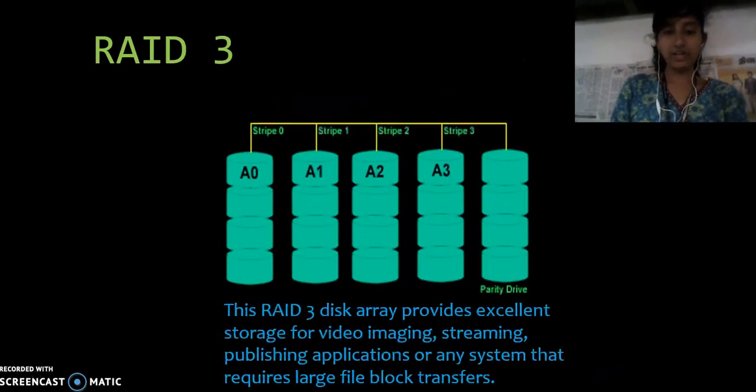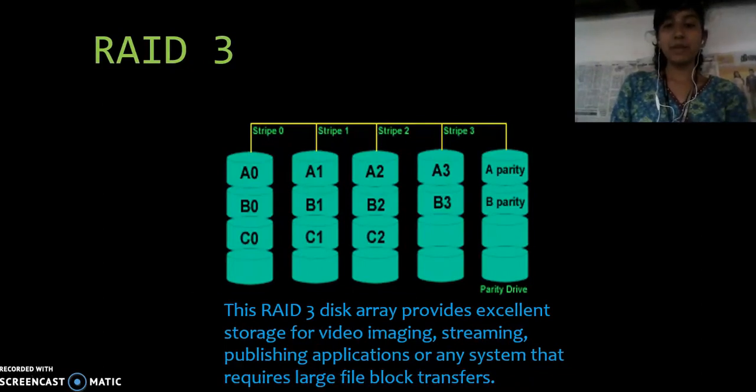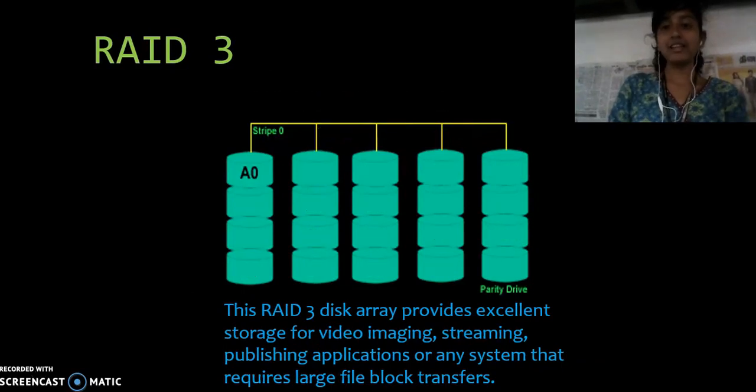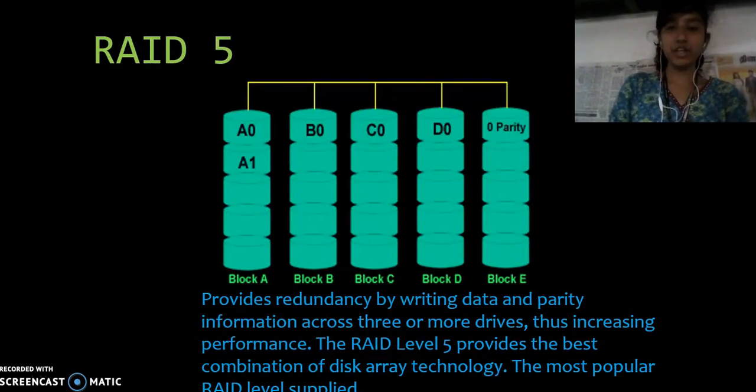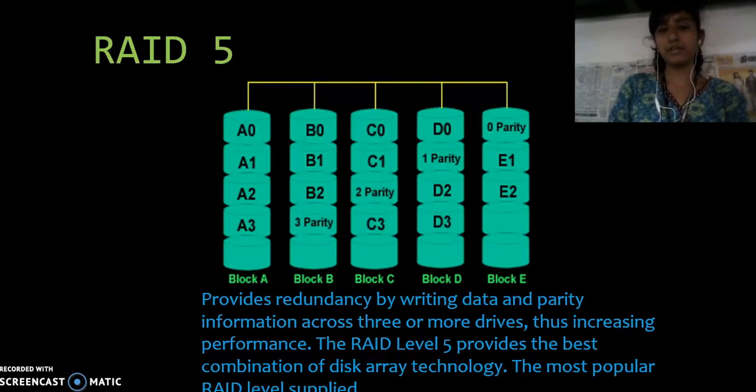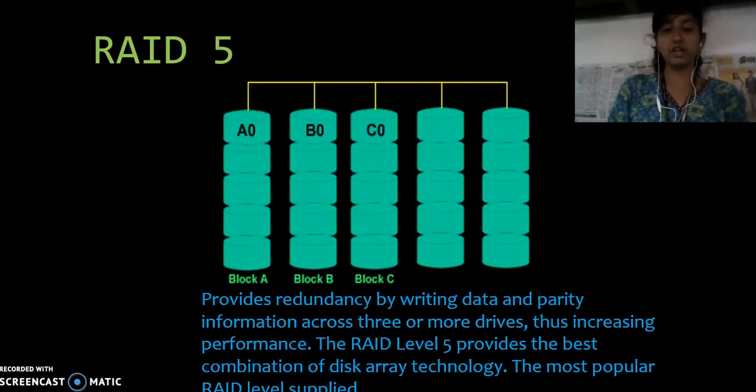Next is RAID 3. In RAID 3, we use a parity bit. There's one parity bit for one particular column of one particular row of disks, and these parities are used to help in recovering data and also for block transferring of data. Next is RAID 5. In RAID 5, you have multiple parities. So when one data is lost, using this parity it can be found, and RAID level 5 provides the best combination of disk array technology, and it is very popular in doing so.